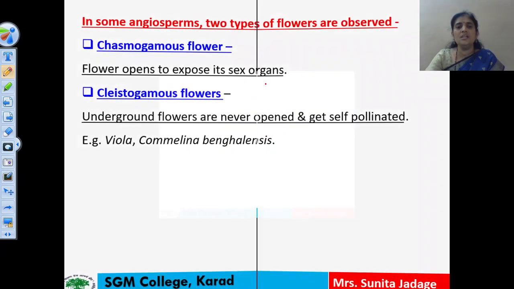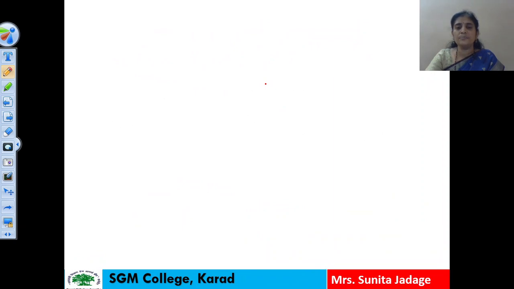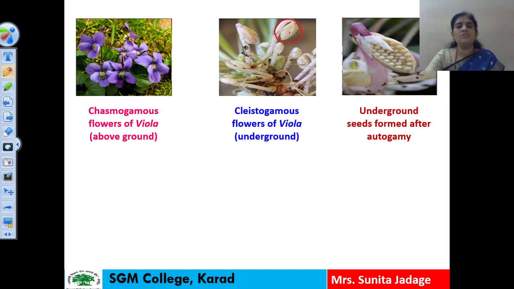Okay. So let us see both types of flowers in the diagram here. The first diagram is flowers of the Viola. Here you can see the chasmogamous flowers which are present above the ground, showing normal pollination, and here the cleistogamous flowers are present in the Viola plant, which are underground. These flowers never open, and hence they get self-pollinated, and these are the underground seeds which are formed after autogamy. You can observe the seeds present inside the flower after self-pollination.